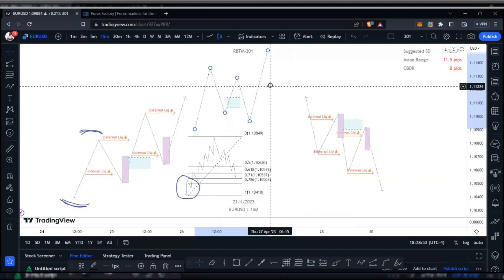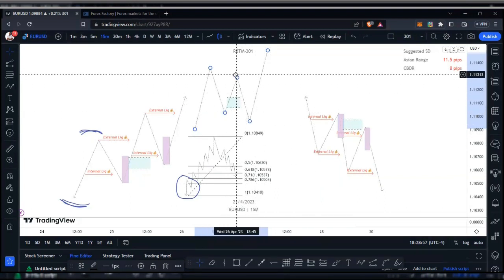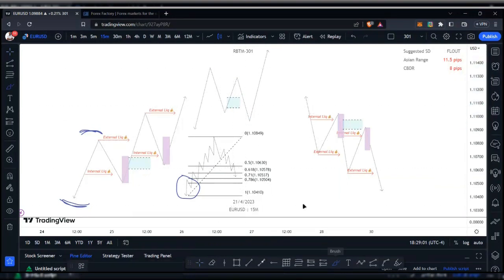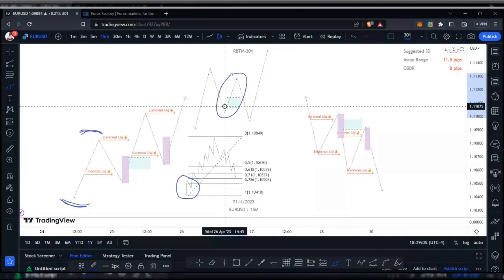All right. Now, the question is, we both know that you shouldn't play this range. Why? Because it is internal liquidity.